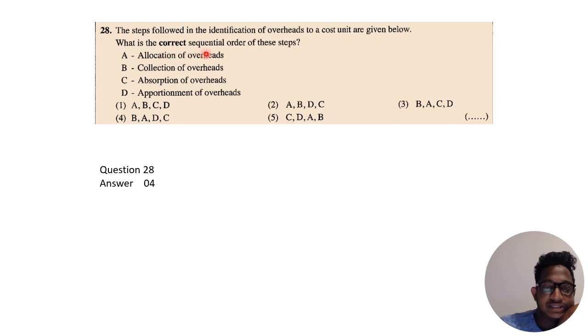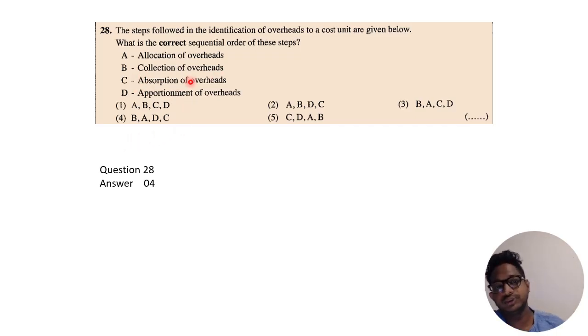28, they are asking for the correct sequential order of these steps. So the correct sequential order is first you have to do collection of overheads. You have to collect the overheads to distribute, and then allocation of overheads, and then apportionment of overheads, and finally absorption of overheads. So that's the sequential order of identification of the production overheads, right? So the correct answer is number 4 for question 28.